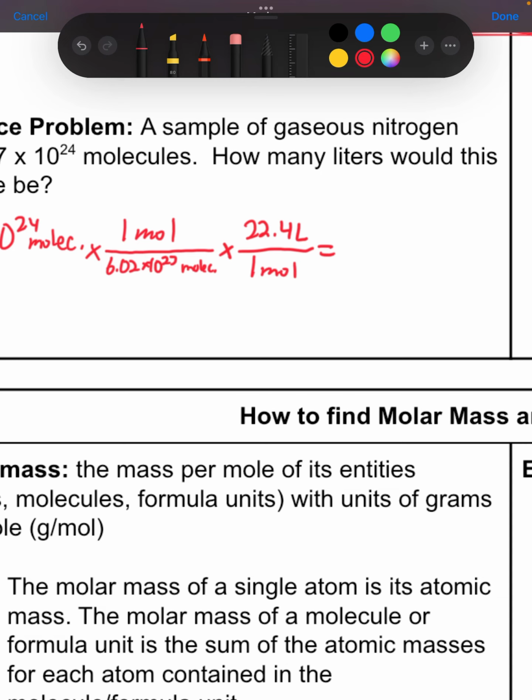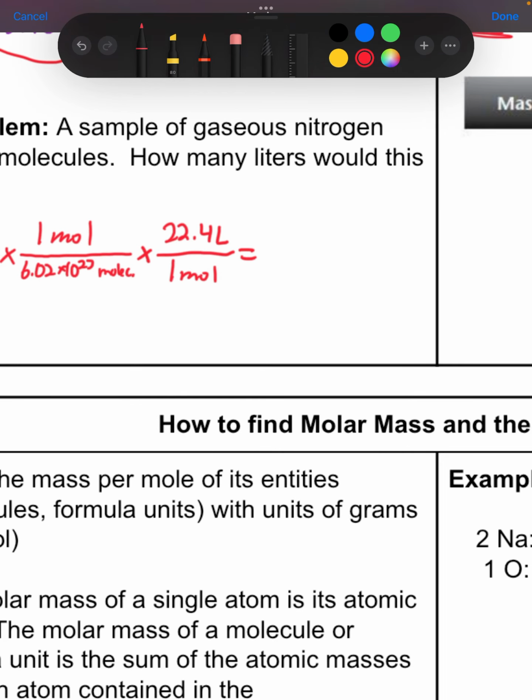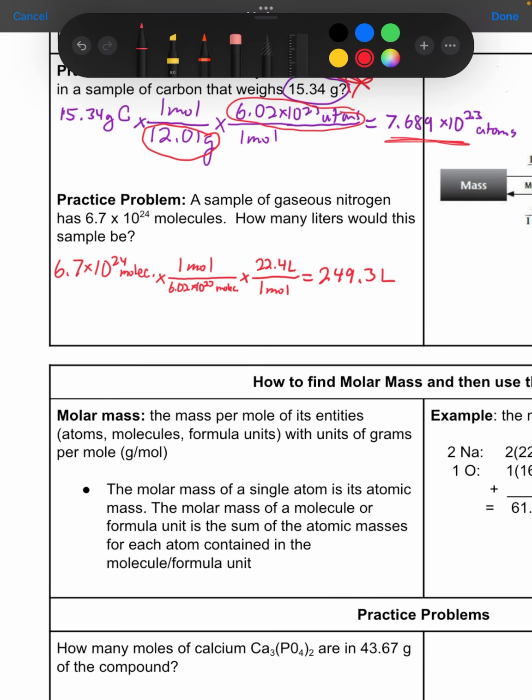All right, so now all I have to do is finish out my calculation. I do my 6.7 times 10 to the 24th times 1 times 22.4, all divided by 6.02 times 10 to the 23rd times 1 on the bottom. At the very end, I end up with 249.3 liters. But we have to ask ourselves, hey, am I using the correct amount of significant figures? So we got to look at our number in our problem. 6.7 has 2 sig figs, so I'm actually going to end up rounding this answer off to 250 liters because 250 has 2 significant figures. Okay?